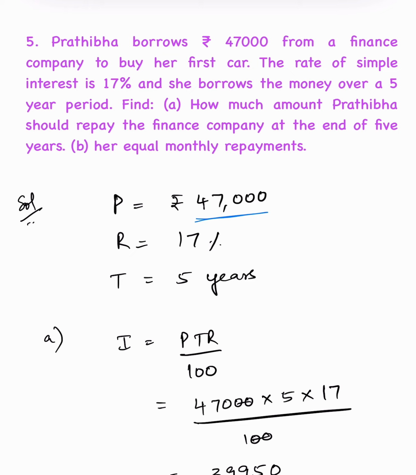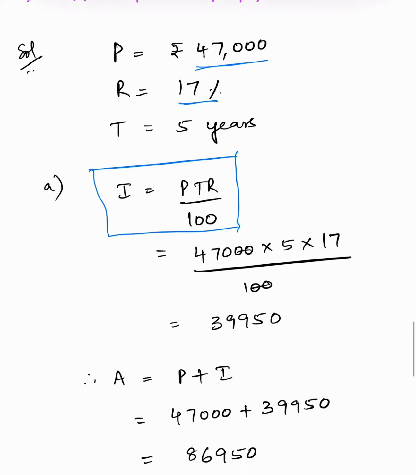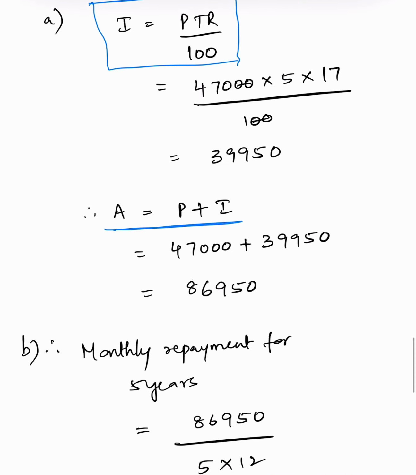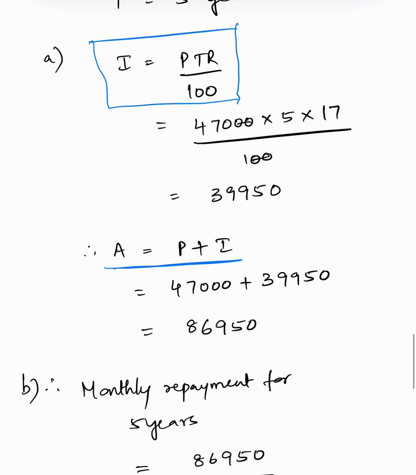R is 17%. T is 5 years. Here it is given that the rate of interest is simple interest. I equals PTR by 100 is the formula for simple interest. So, I equals 47,000 into 5 into 17 by 100, which is equal to 39,950. This is the interest. So, what is the total amount that she has to pay? Principal plus interest. The principal is 47,000 and the simple interest is 39,950. So, the amount is 47,000 plus 39,950, which is equal to 86,950.